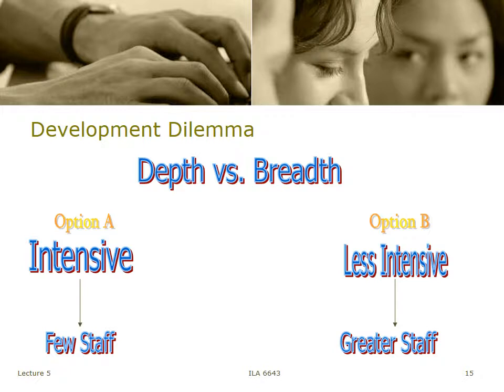The other option is less intensive, a little broader, maybe a mile wide and only an inch deep. So you've got two options. I think the best is probably going to be the less intensive model. You have a greater amount of your staff that are exposed to the strategy, and so go for the breadth, the wider audience.